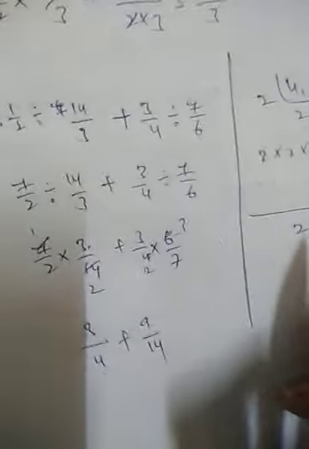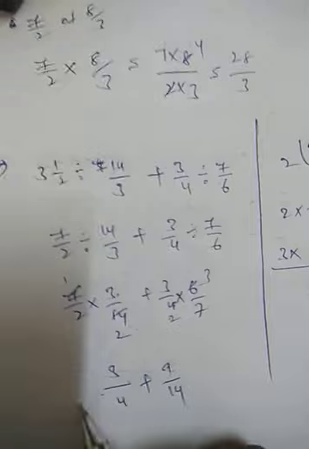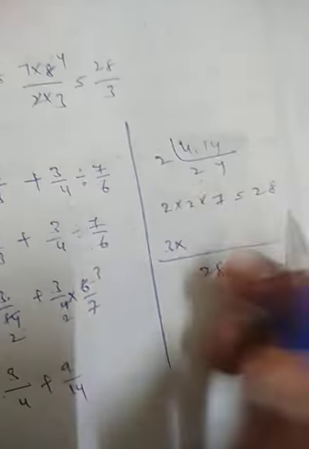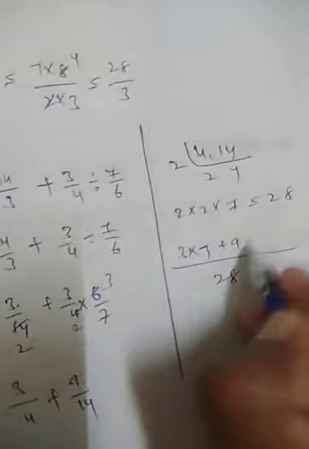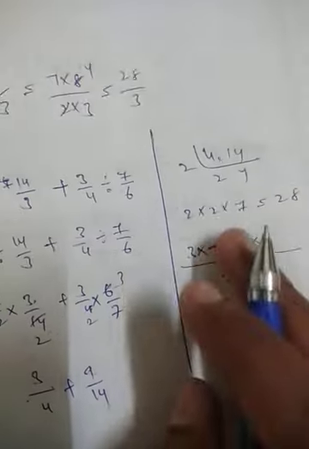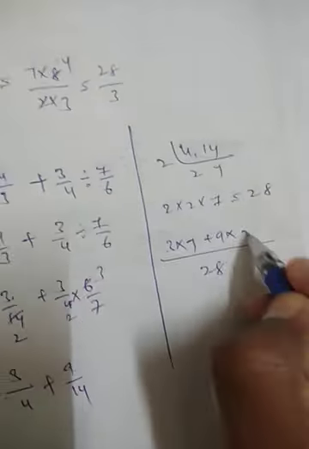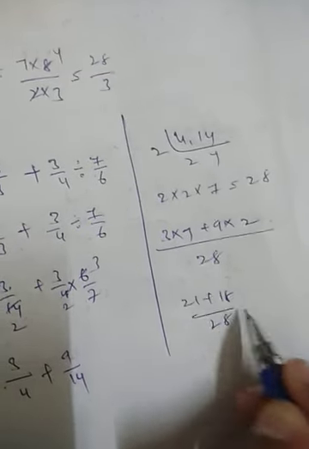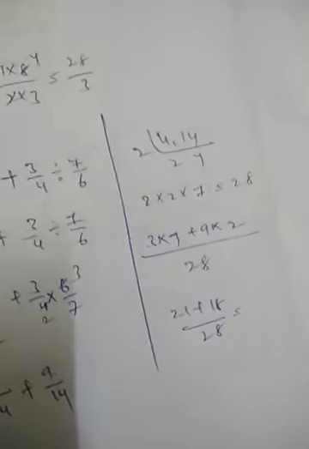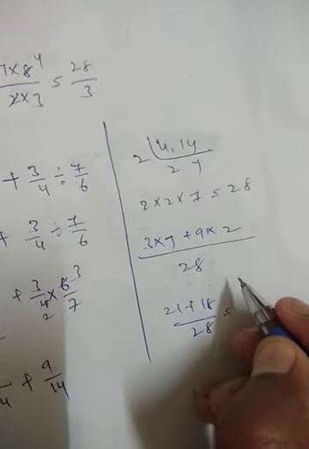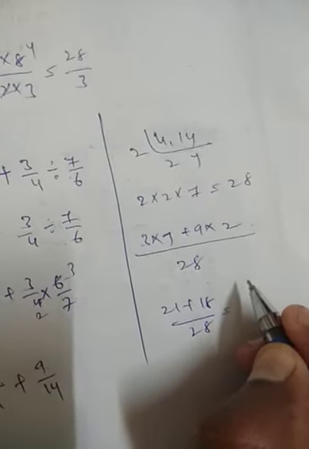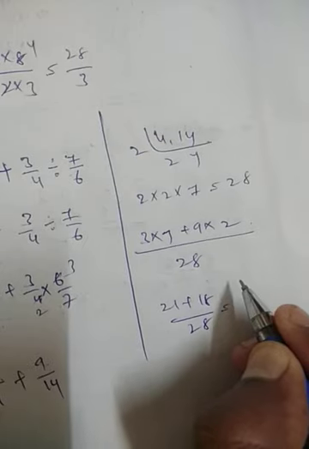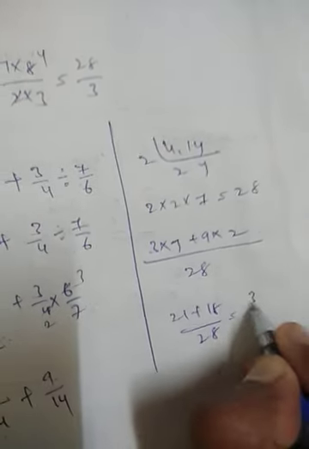LCM is 28. So take the numerator 3, 4 goes into 28 seven times, you will get 7, plus 9 you take. What do we have in the denominator? 14. 14 goes into 28, you will get 2. So 7 threes are 21, 2 nines are 18, divided by 28. So 21 plus 18 is what? 39. 39 divided by 28.